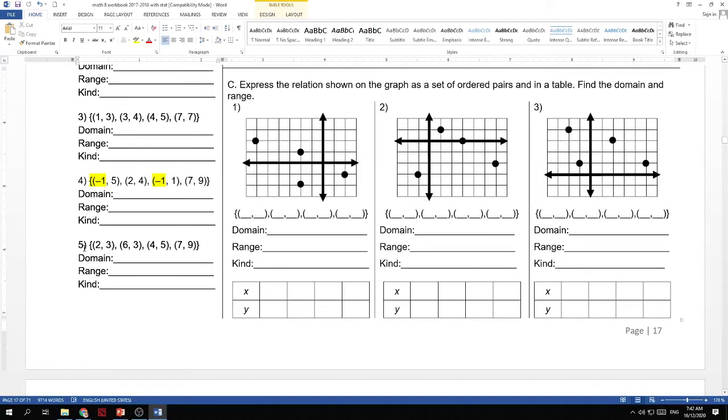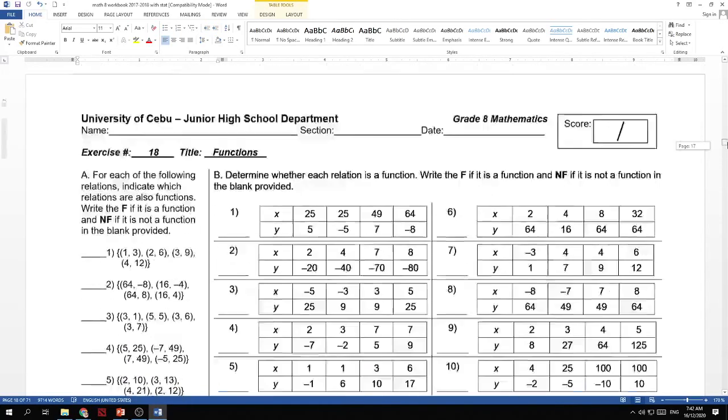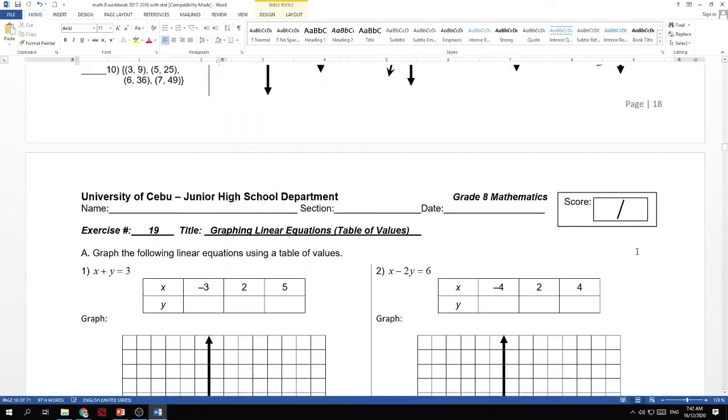What about this one, number 5? And what kind of relation is it? Okay, very good. This is a many-to-one relation. Now, I'm gonna proceed to the next page. This one. Let's have number 1, 1 to 5. Is this one-to-one or many?